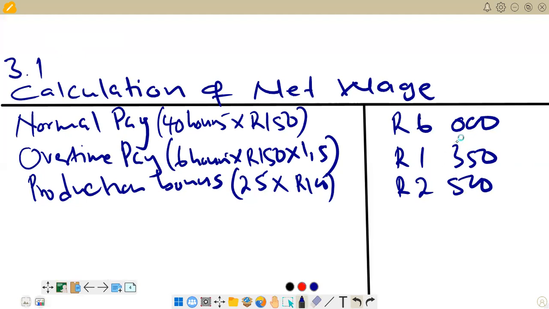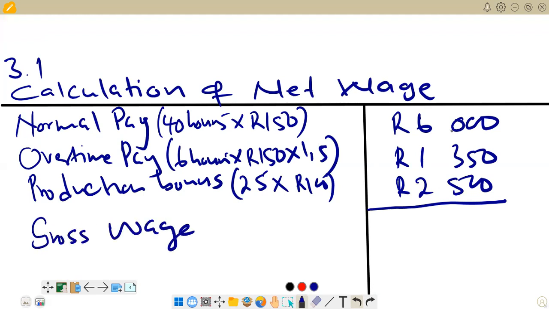Now to get our gross wage, we are adding normal pay plus overtime plus production bonus. So here we are saying gross wage. You just add 6,000 plus 1,350 plus 2,500. The answer that you're going to get there is 9,850, and obviously this is our gross wage.